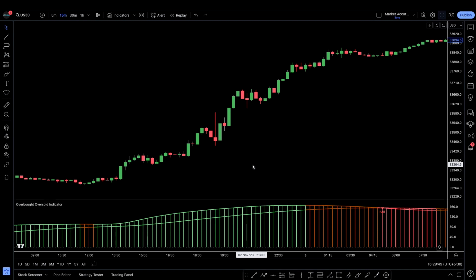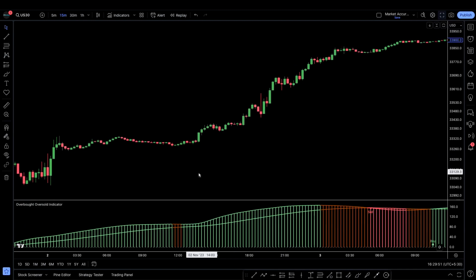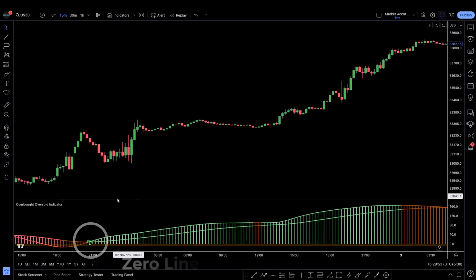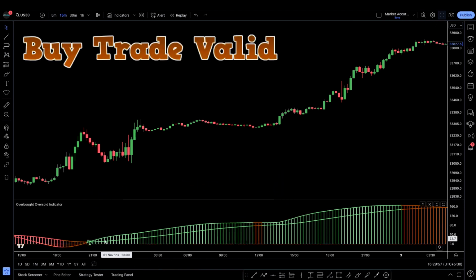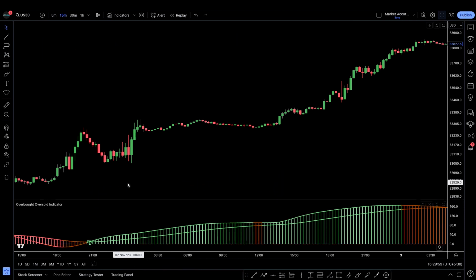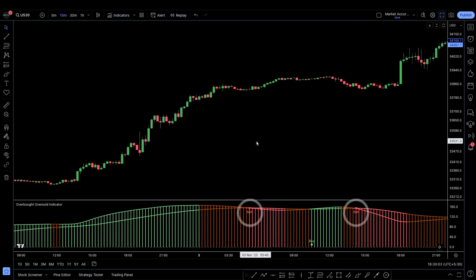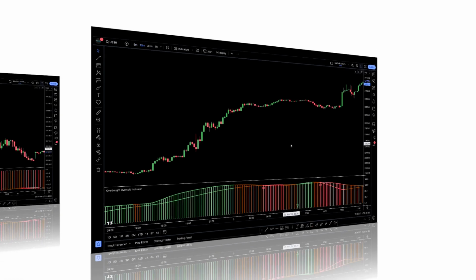When we look at how this indicator works, here we can see that when the buy signal and cross are above the 0 line and also the histogram, then we will consider the buy trade valid. And here the market price is also in an uptrend. Now let's see further where we will ignore all the sell signals above the 0 line.